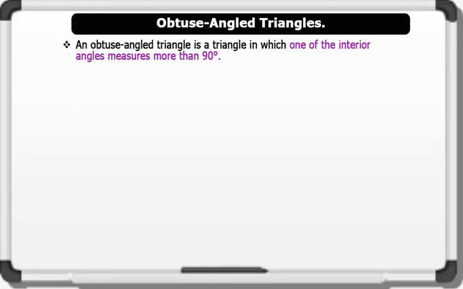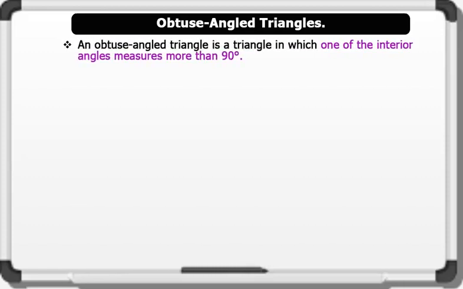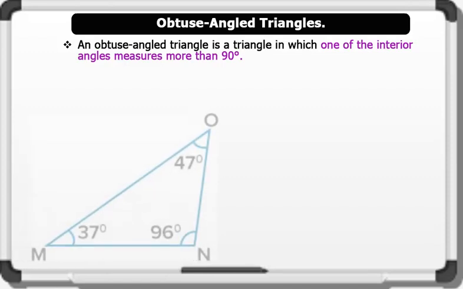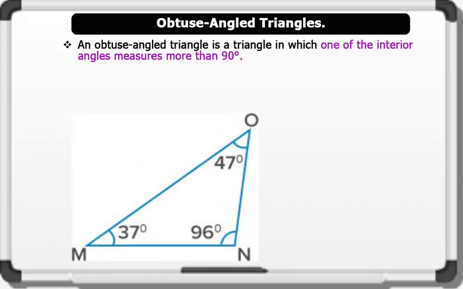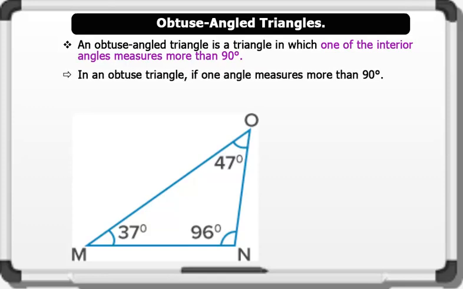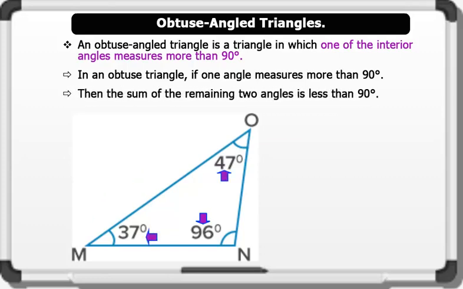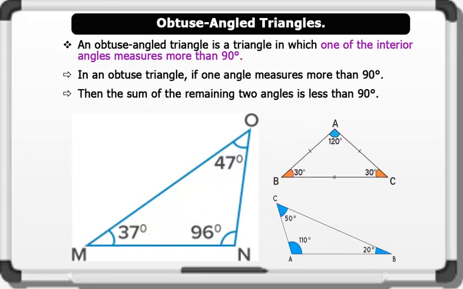Obtuse angle triangles. An obtuse angle triangle is a triangle in which one of the interior angles measures more than 90 degrees. In an obtuse triangle, if one angle measures more than 90 degrees, then the sum of the remaining 2 angles is less than 90 degrees. Other examples include the following.